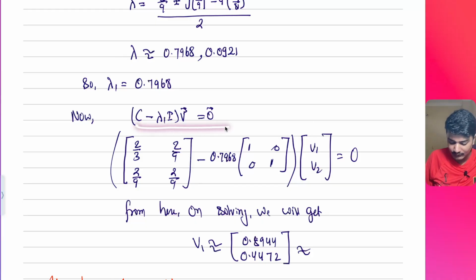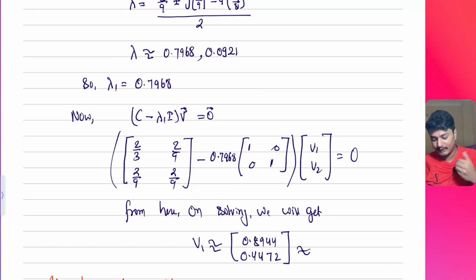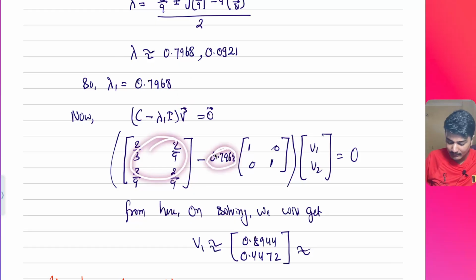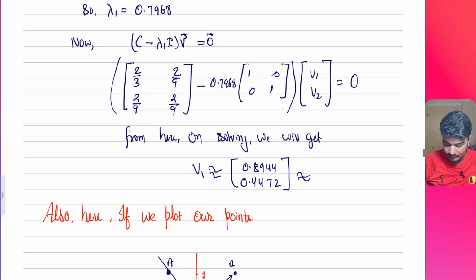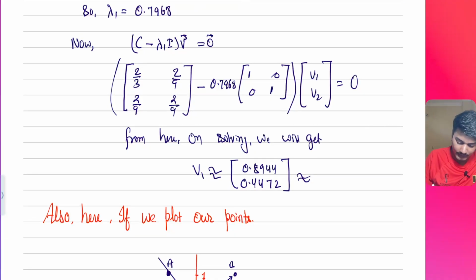After this we have to solve the equation (C minus lambda 1 times I) times v equals 0, and from here we have to find v. So we have C as this, lambda 1 as this, and I is this, and v is v1, v2. From here you will calculate v.